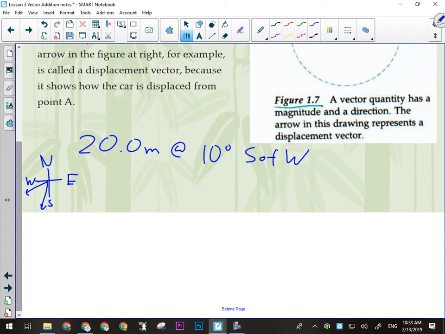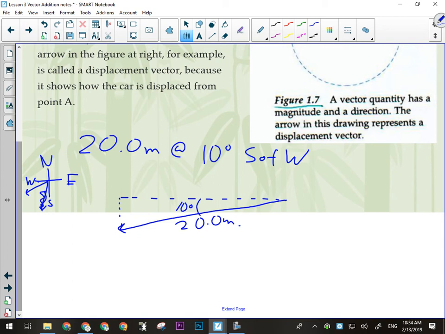So if I'm drawing this as 20 meters at 10 degrees south of west, I draw a compass and it's going to look something like that. And then I do this. Here's my west reference line. I'm going to go 10 degrees south of that. That's probably more than 10 degrees, but all right, I've just drawn that vector. That is a vector that is 20.0 meters long, 10 degrees south of west.